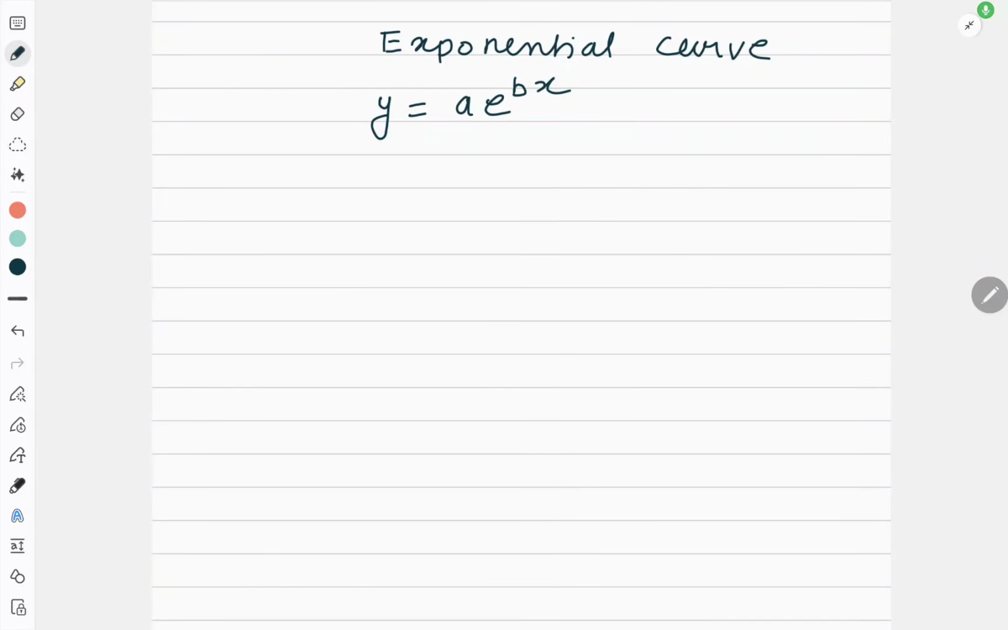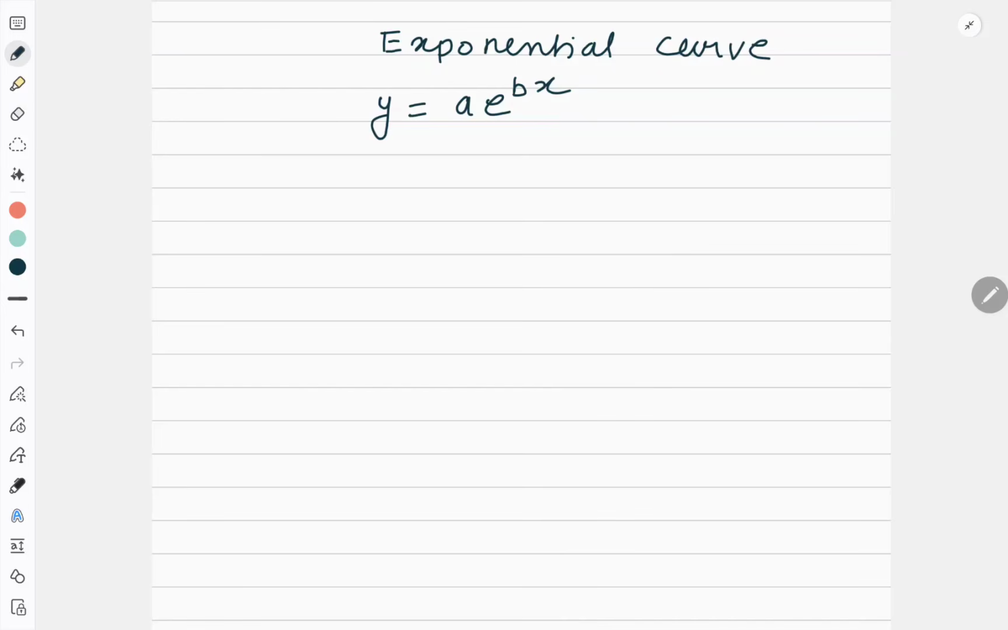Hello students, in my previous video I have explained to you the straight line, the parabolic curve, and also how to handle it when the values given are very big. Now next is our exponential curve. So how do we handle or fit an exponential curve?